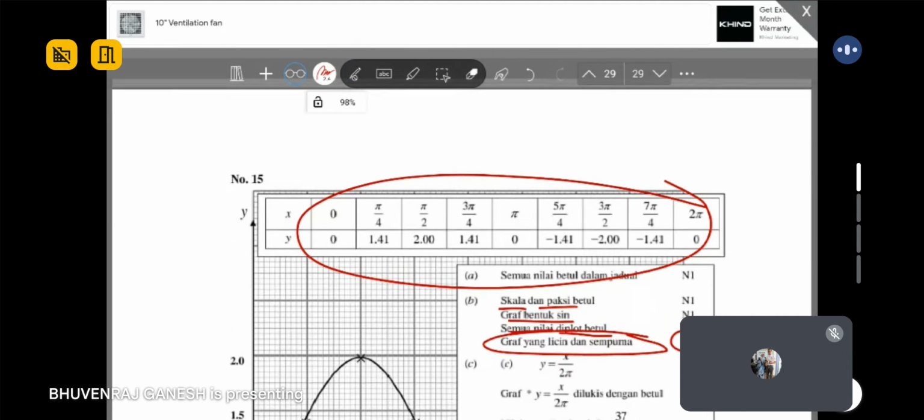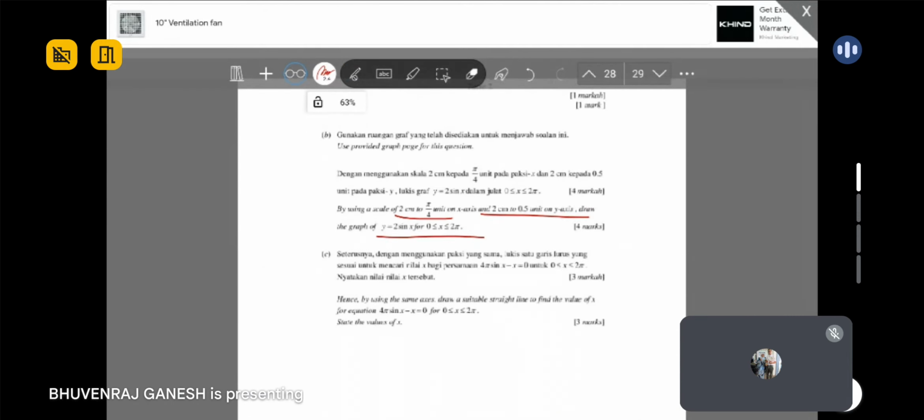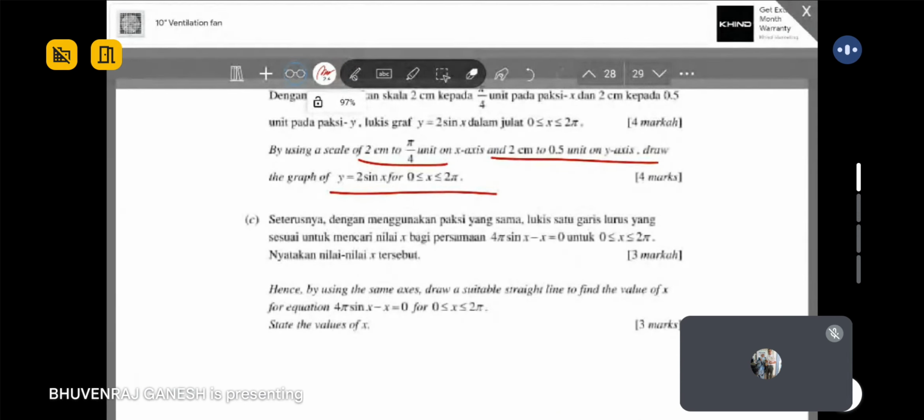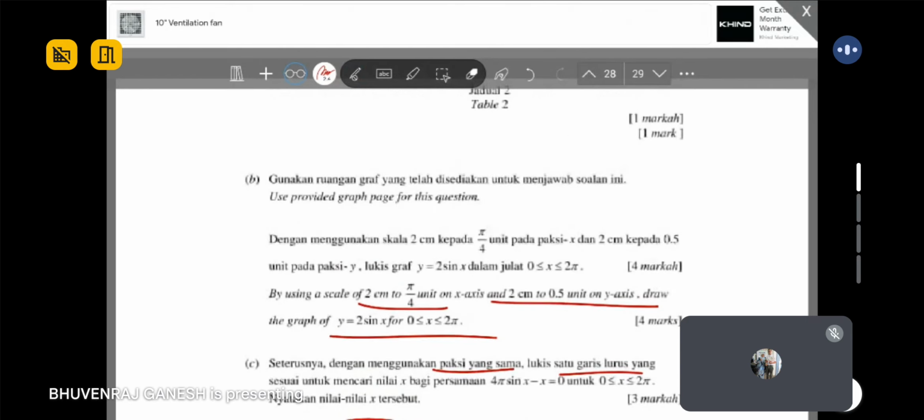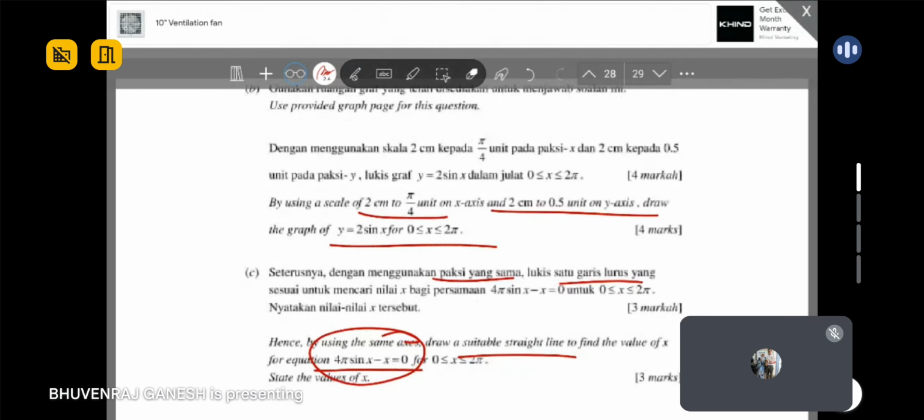Then you will get the marks. Okay, so that is question B. Okay, and then question C, they ask you to draw a straight line. Kamu kena lukis garis lurus. Okay, so for this equation, now guys, important, penting. So this equation, you guys must modify until you can get 2 sin x.